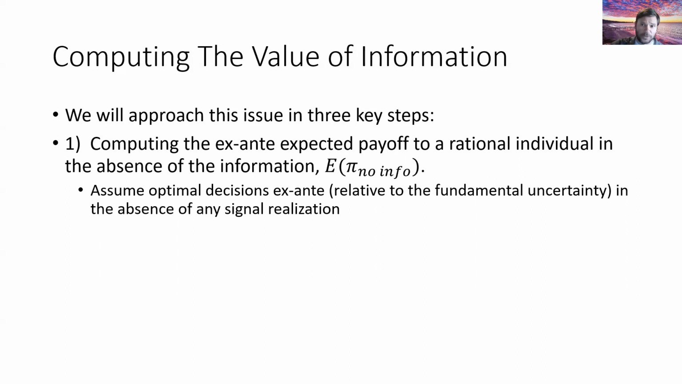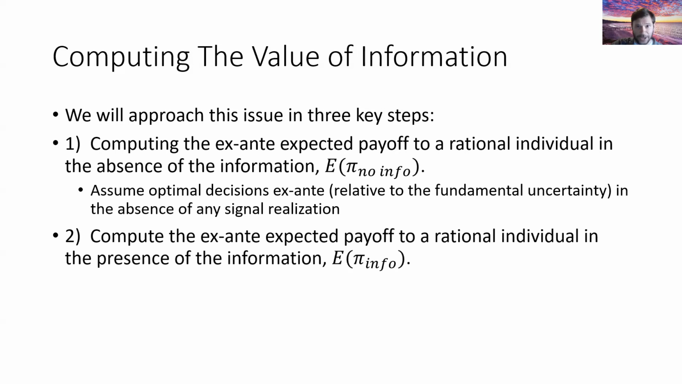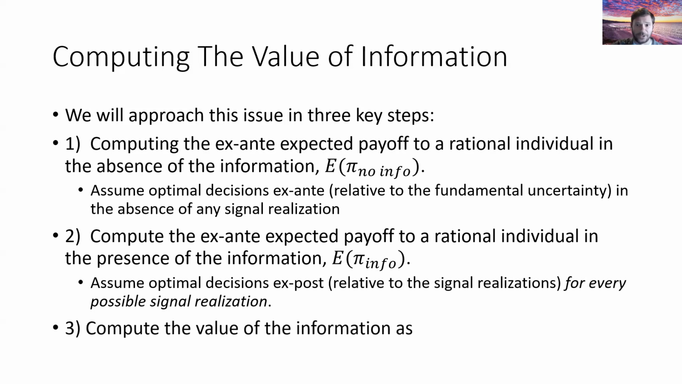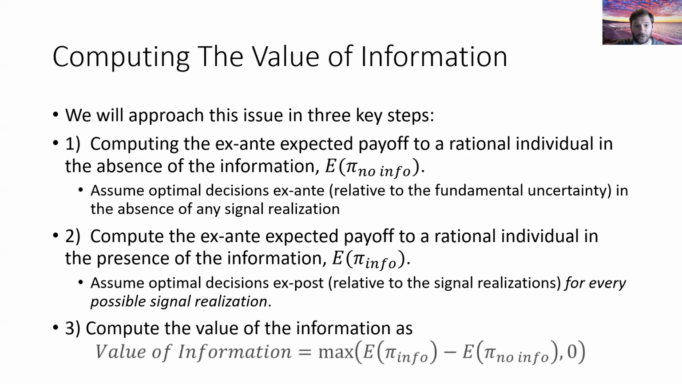Then next thing we're going to do is we're going to figure out what their payoff is using the information. How well would they do if they had the information? And again, we're going to assume that they are behaving optimally with this information. And then the final step in the process to compute the option value of this piece of information is to essentially compare the expected payoffs in steps 2 and 1. By how much did using the information cause the average payoff to increase?